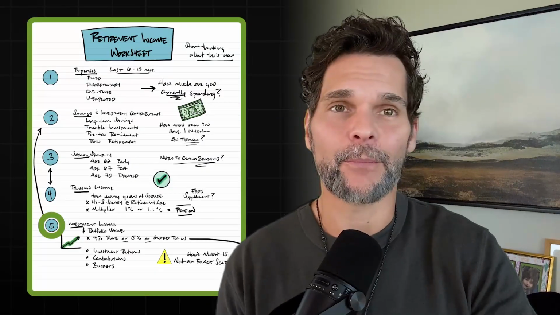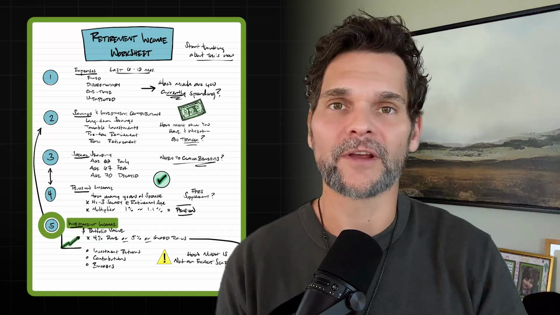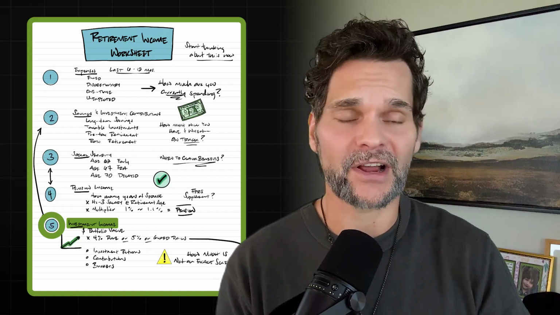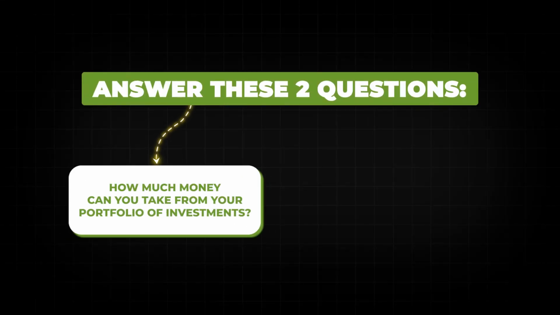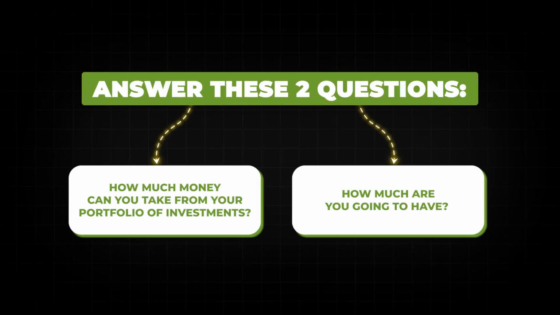So the next step on the retirement income worksheet is to look at your investment income. So that's your retirement accounts, TSP, IRAs, Roth TSP, Roth IRAs, any other taxable investment accounts, even looking at rental income you might have from some real estate properties, but we're going to stick to the investable portion of this. So how much money can you take from your portfolio of investments and how much are you going to have? Those are kind of two questions we need to answer, right?